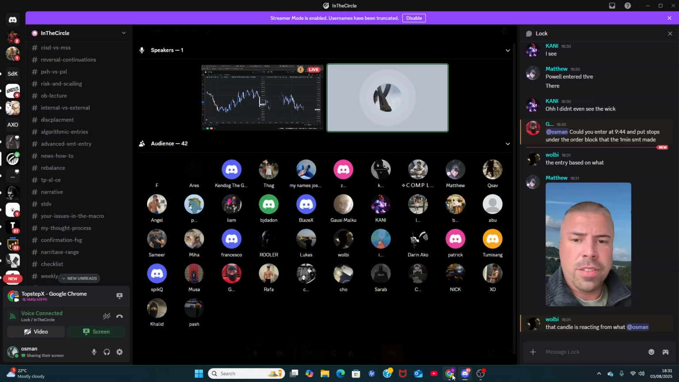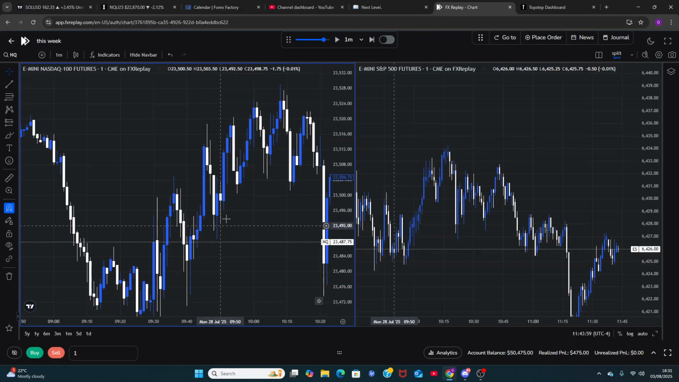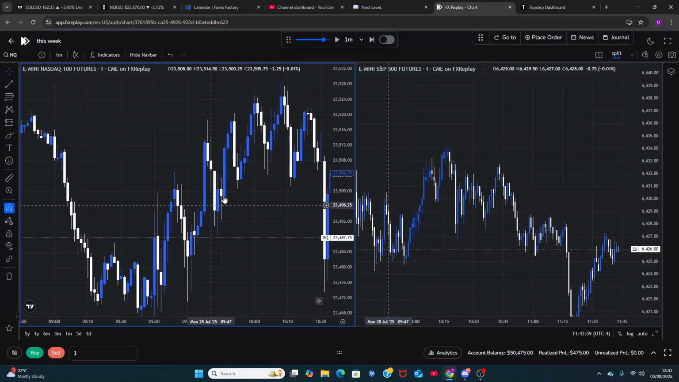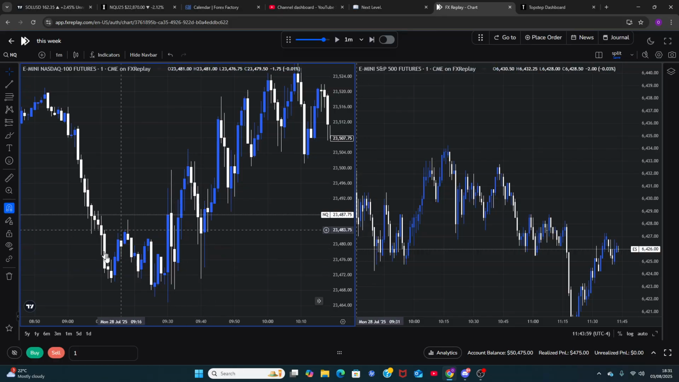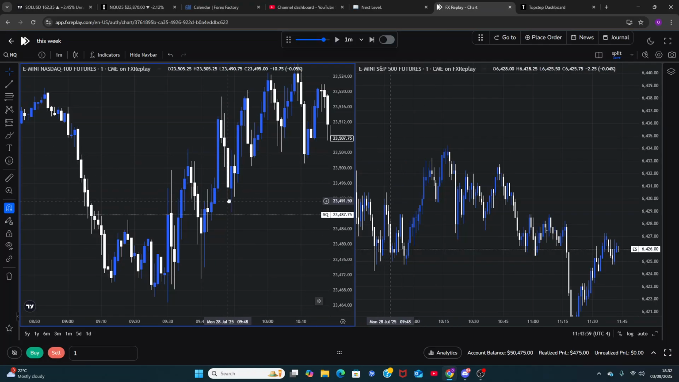That candle's reacting from what? This candle. This candle is just reacting back from the range again. It's like a little order block as well. This candle's just reacting off the range. But this candle's still respecting the Bissy, it just wants to go lower first, just take out all the buyers. The one you entered on, yeah, it's just respecting the Bissy, it just took a while. It took a while, that's literally it.